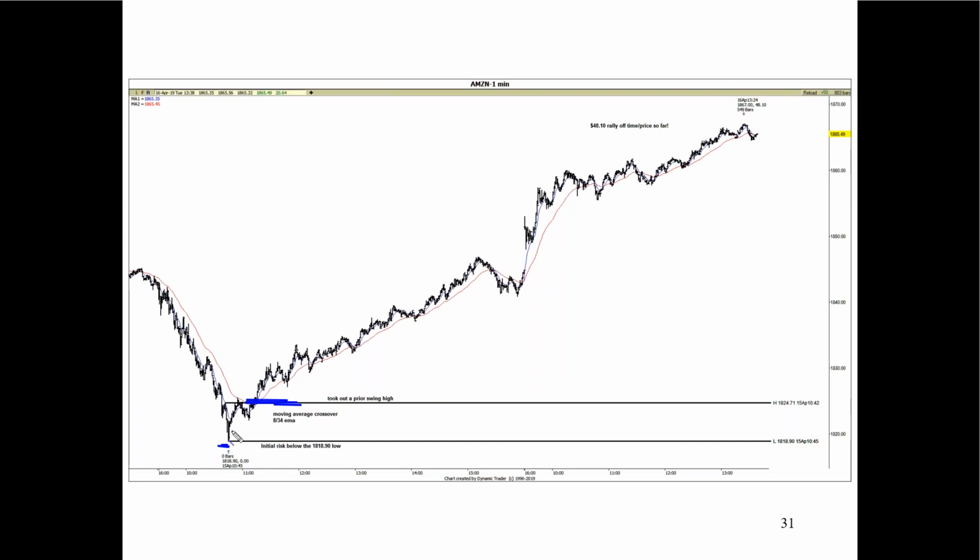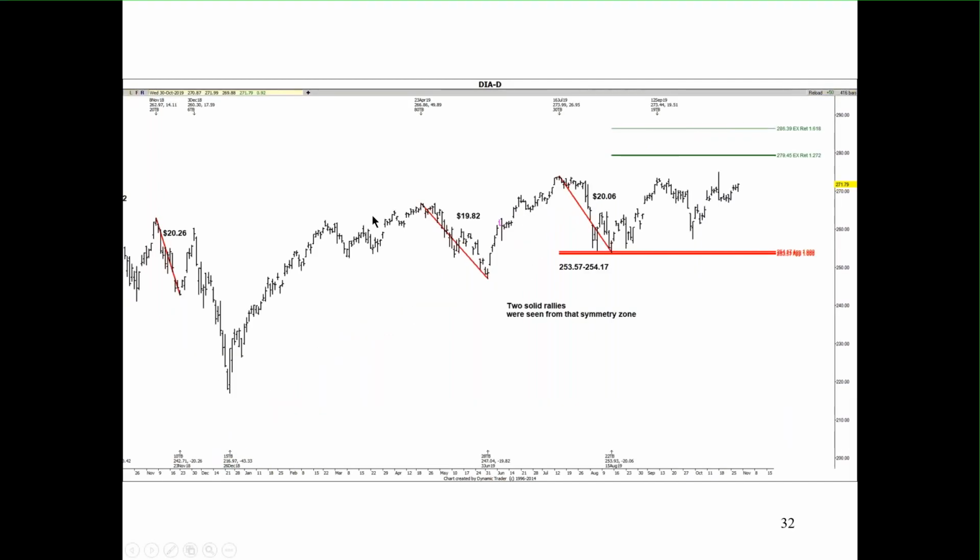And that ended up being, I mean, that's the risk pretty much. That was a pretty healthy rally. All right, let's look at a couple more here.